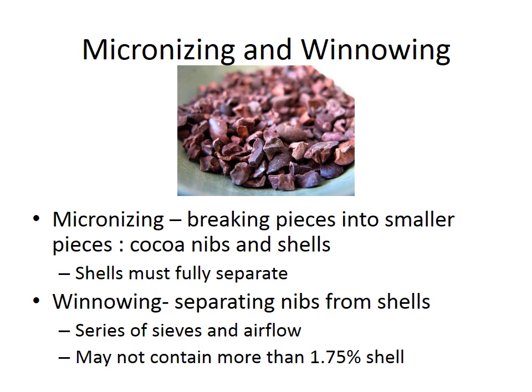So the way they do this in the chocolate manufacturing process is they have sieves and different airflows. They're blowing these shells off because they're very light, and the shells all go one way and the nibs all go the other. The final product must not contain more than 1.75% shell before it goes on to being pulverized.